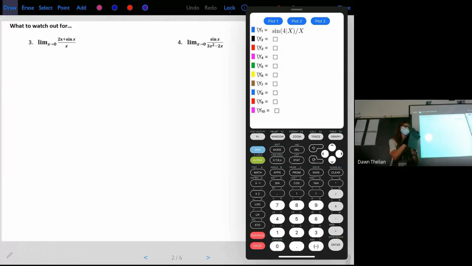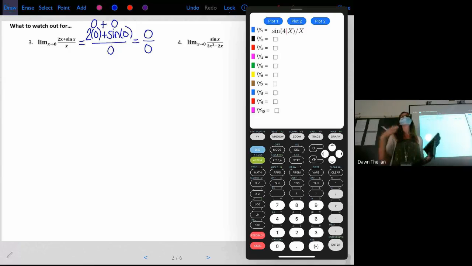First thing you should always double check is, do I get 0 over 0? Is it an indeterminate form? Anything times 0 is still 0, and the sine of 0 is 0. So we do have 0 over 0. Okay, we have to keep thinking there's something more to do.